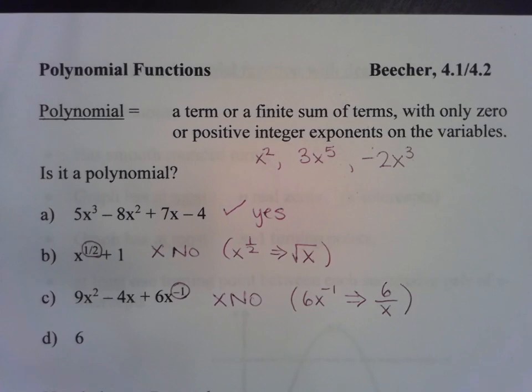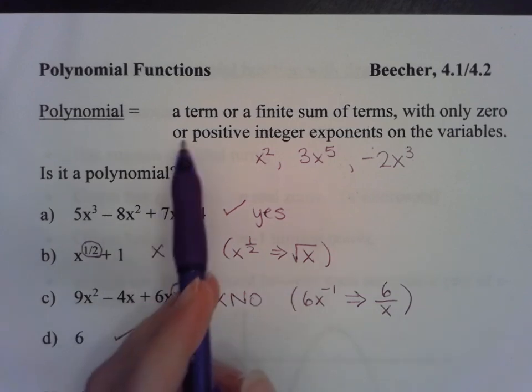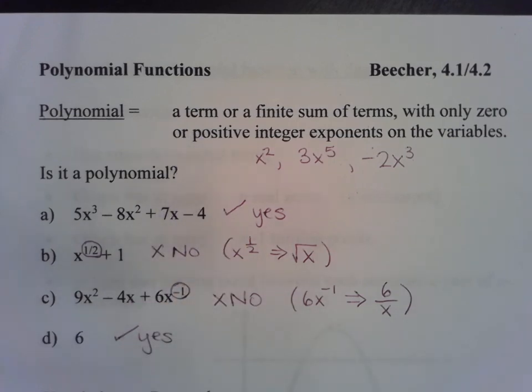Okay, what about D? The answer is yes. The number itself, 6, is a polynomial. We said it could be a single term. This would be one term. If you're bothered by the fact that there's no variable there, you could think of it as 6x to the 0 power if you want. Anything to the 0 power is 1, so that would be the same as 6. But yes, this would be a polynomial.